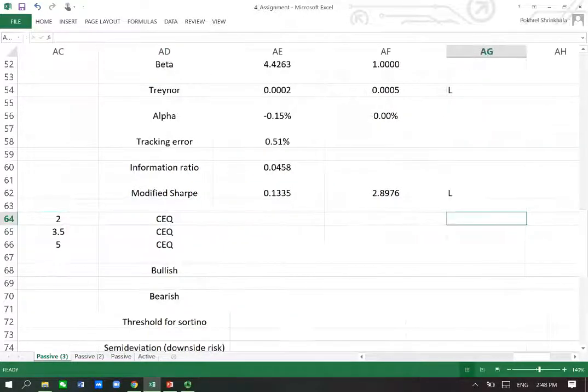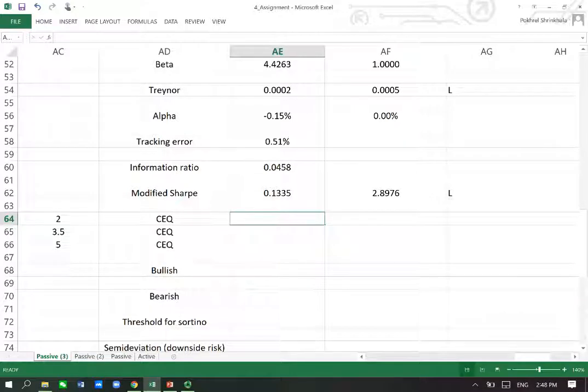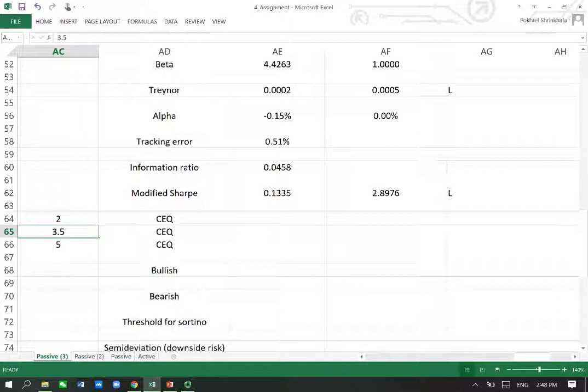Here we want to find out the utility for an investor who is risk seeking in nature, therefore the risk aversion score is 2. We also want to find out the utility for another investor who is moderate in terms of risk seeking, so the score is 3.5. And we have the final investor who is risk averse and does not want to take the risk, therefore the score is 5. So what will be the utility for these three different types of investors?